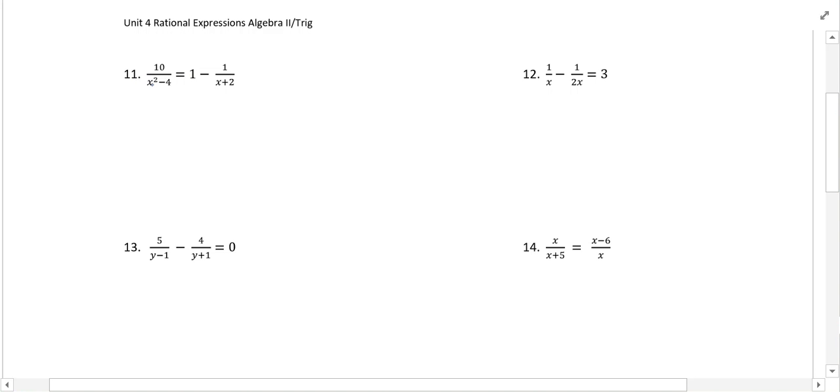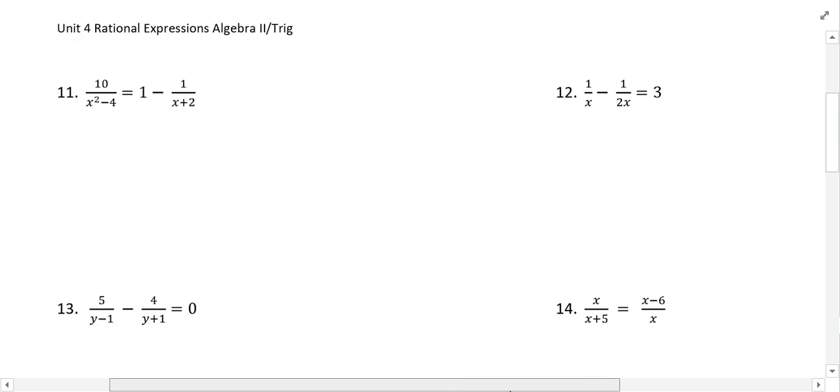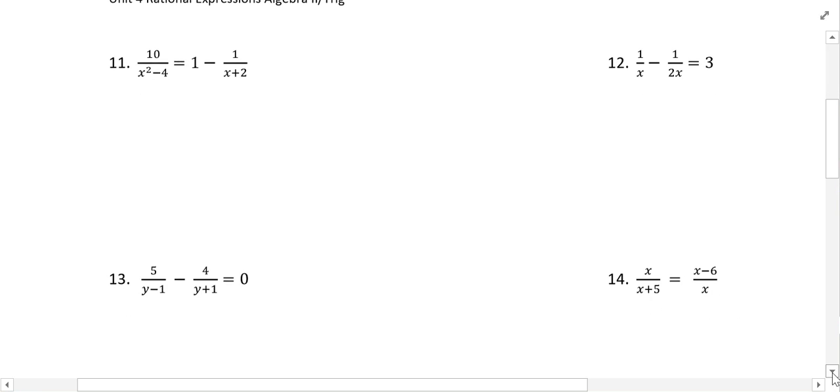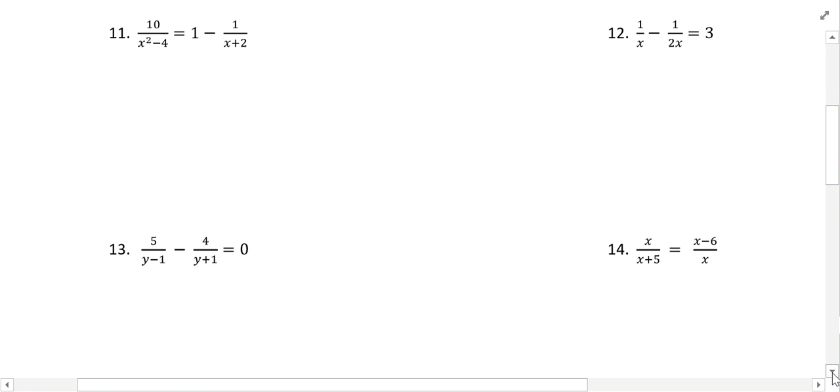So what you want to do first here is simplify the expression if possible. So in this case, it means we need to factor it out. x squared minus 4 is the difference of squares. So I'm going to rewrite this as 10 over (x plus 2)(x minus 2) equals 1 minus 1 over x plus 2. So again, we still need to look for the common denominator, except this time the common denominator is going to be an expression.